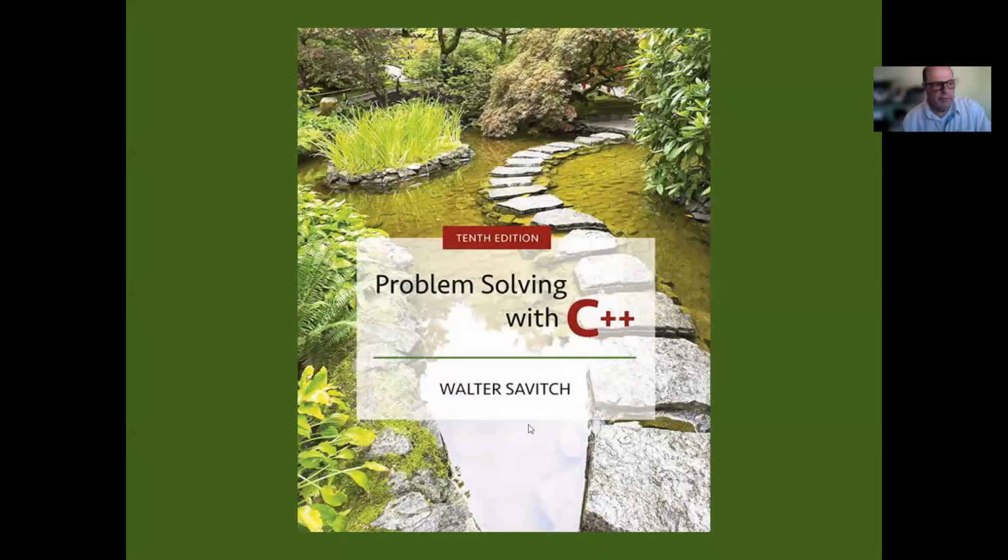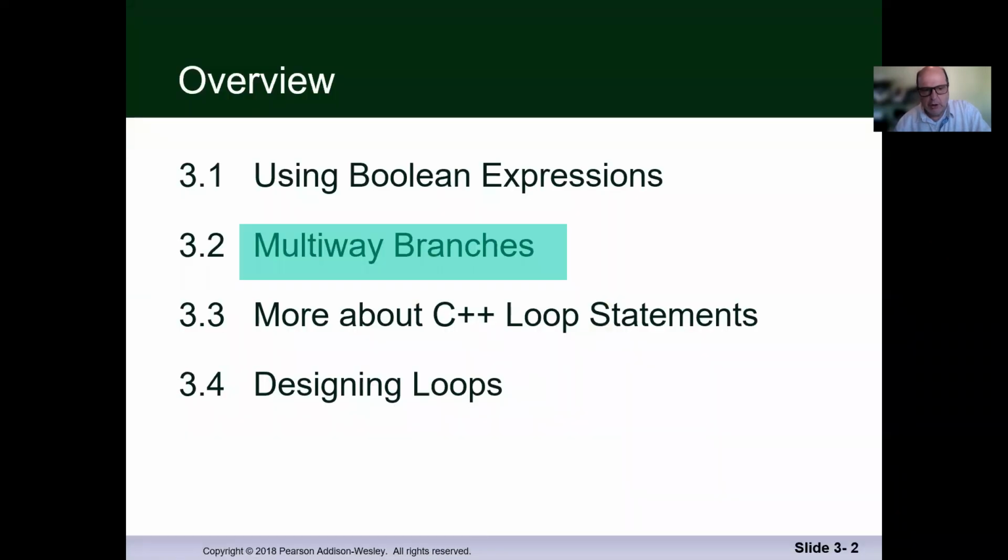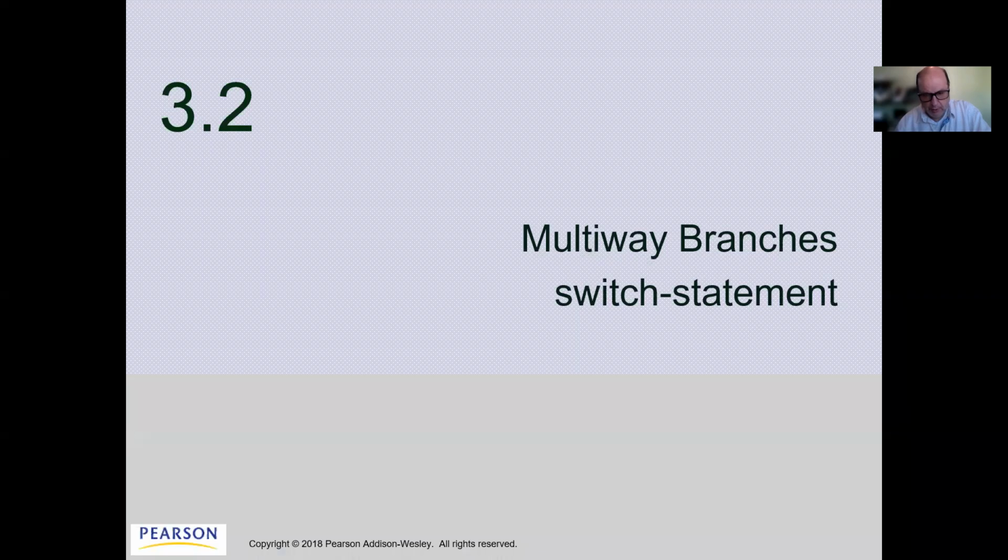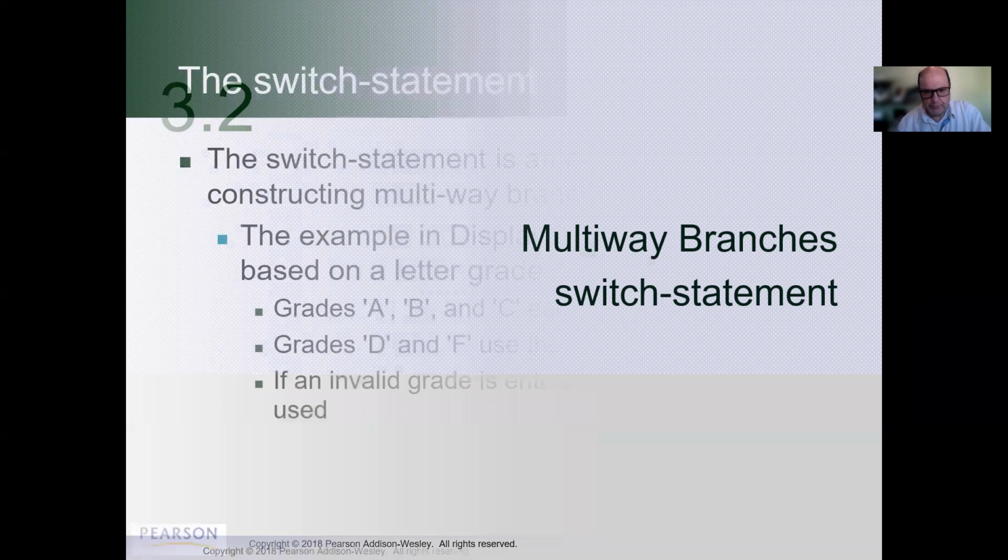Okay, so this is the second part of section 2 of chapter 3 of the Savitch book, 10th edition. Now section 2 is multi-branching. I already talked about part 1 in another video about the if-else branches. And now we're going to talk about the switch statement in this video.